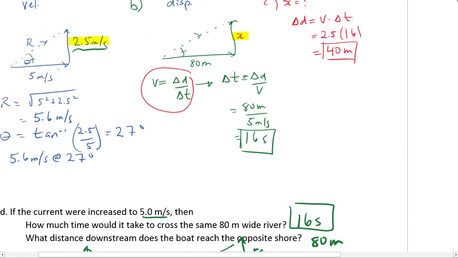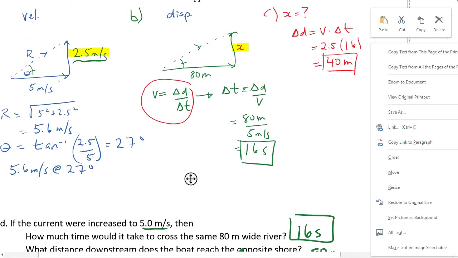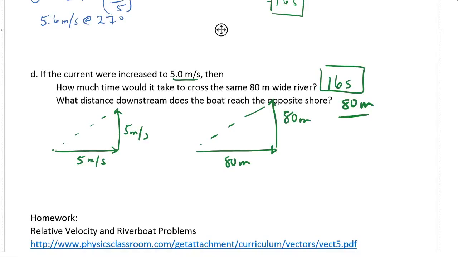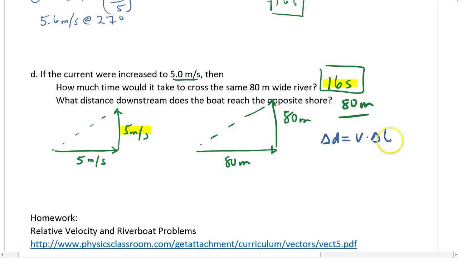But if you're not convinced, you could look at the method we had before. Here we said, well, if it was going 2.5 meters per second for 16 seconds, now it'll be going 5 meters per second for 16 seconds. So it would be very similar, and we would say this delta d is going to be equal to the velocity with which it's going east multiplied by the time. So it would be 5 meters per second times 16, which would also be 80 meters. Okay, there is your answer.